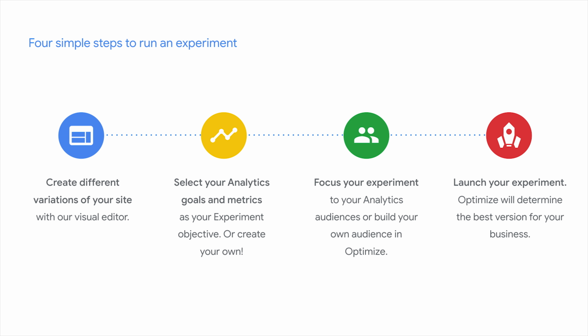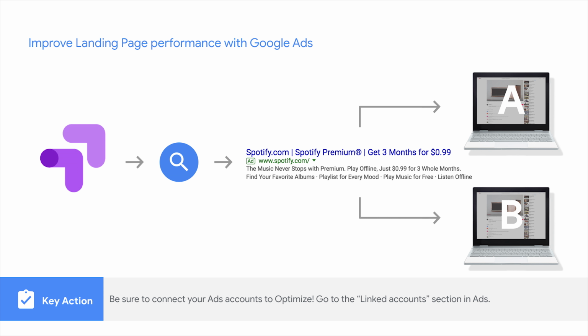So once those changes are made, you need to select your analytics goals and metrics as experiment objectives. And if you're using the Optimize 360 version, you have the nice capability of actually using your analytics audiences as targeting. So basically telling Optimize who you want to reach in your experiment. And from there, all you really need to do is set the experiment live. And that's it.